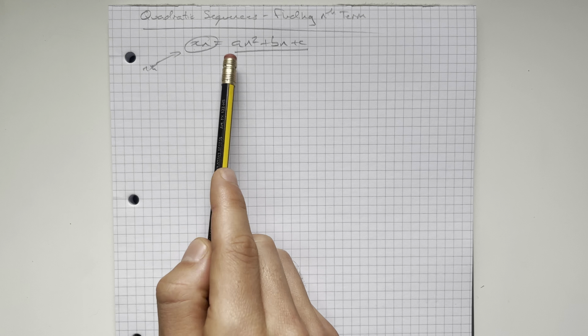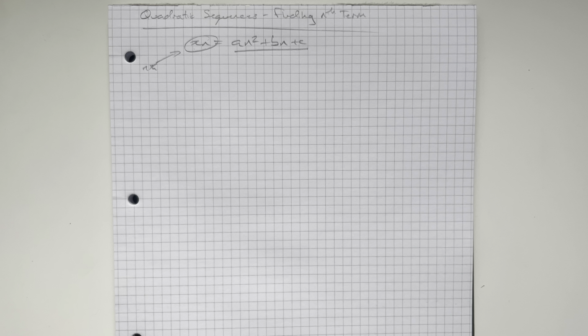So what's our first step? Our first step is to find the value of a. And we do that by finding the second differences of the sequence. And then a will always be half that second difference. So it's easiest showing with an example really.